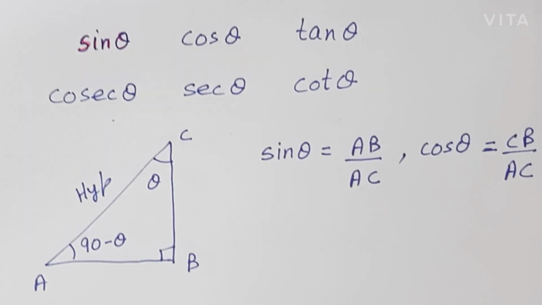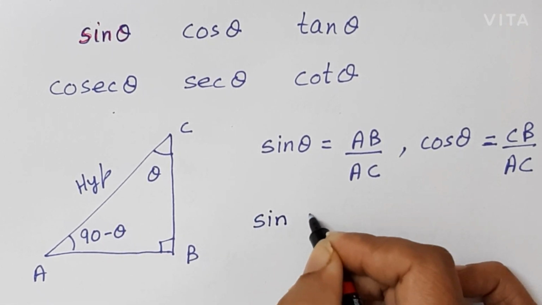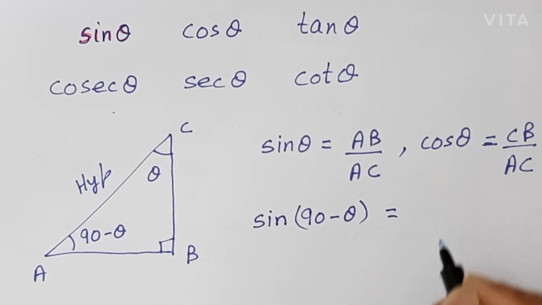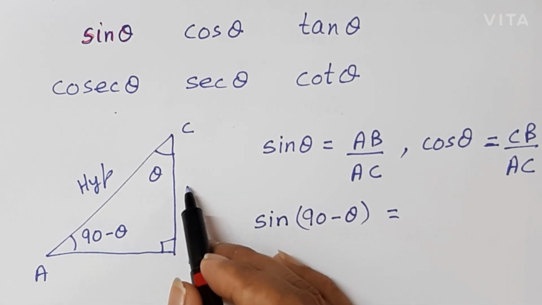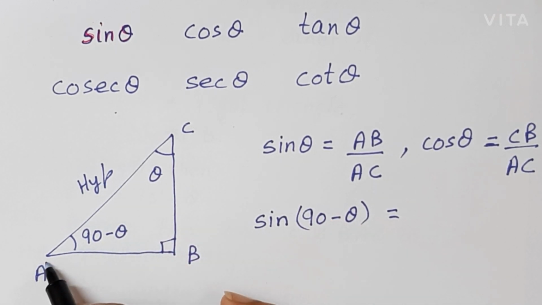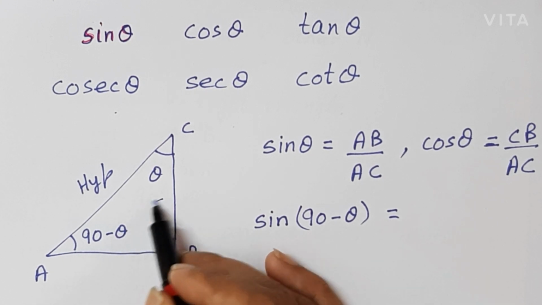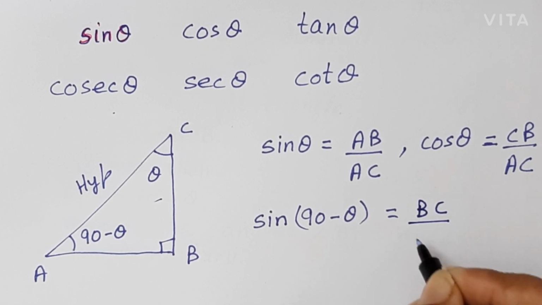Now students, tell me, what will be sin of 90 minus theta? I am talking about angle A. Now what is sin theta? Basically sin theta is opposite upon hypotenuse. So sin A, that is sin of 90 minus theta, will also be opposite upon hypotenuse. Now what is the opposite side to angle A? BC. So it is BC upon AC. Clear?